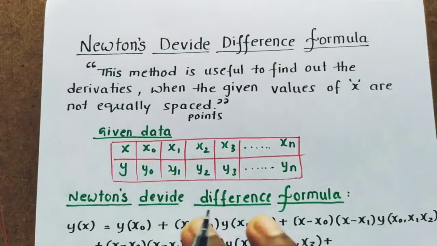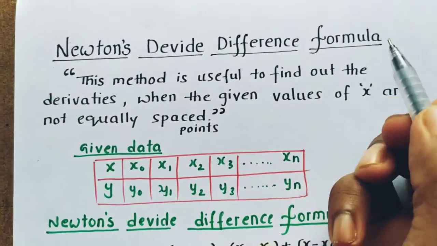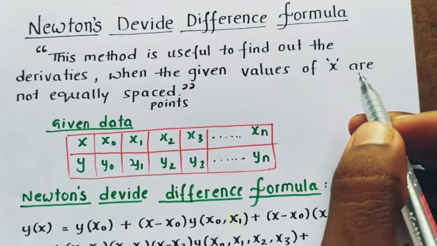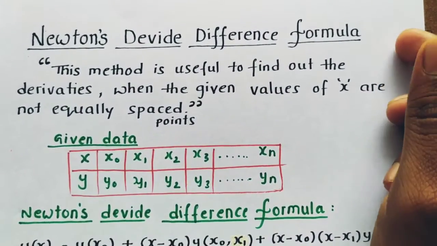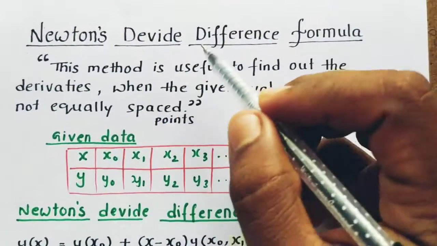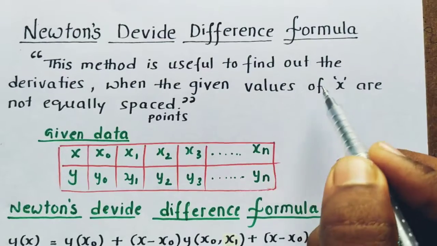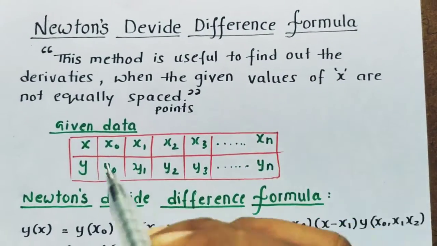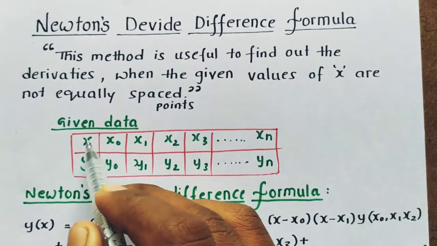This method is also useful to find the derivatives. We already know the first derivative and second derivative. For finding the derivatives we can use Newton's divided difference formula when the given values of x are not equally spaced points. The given data is x and y.